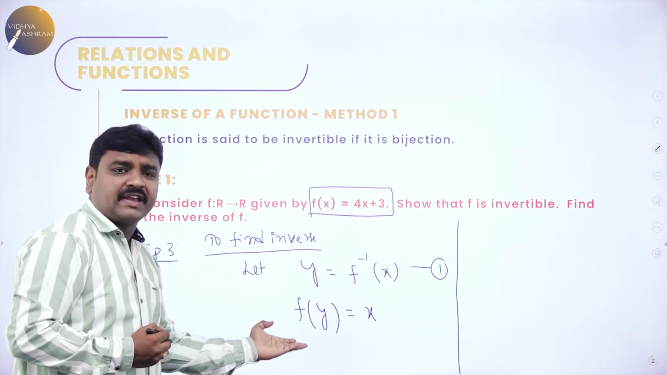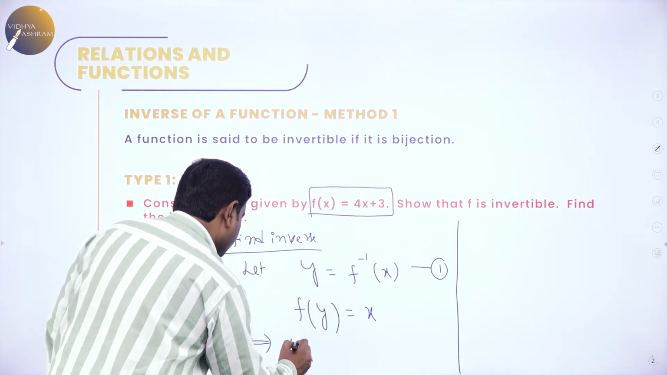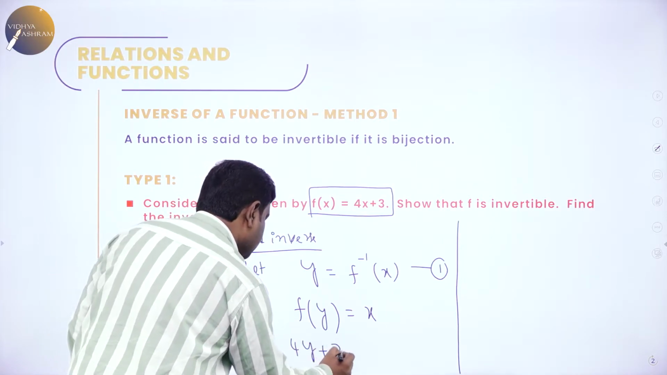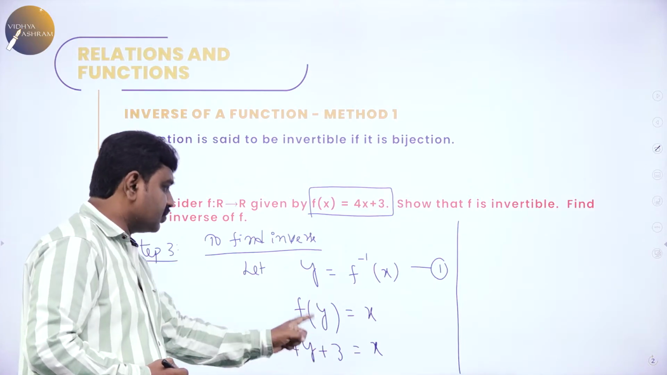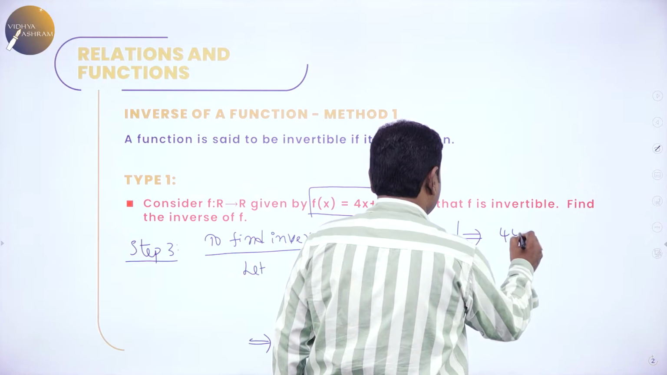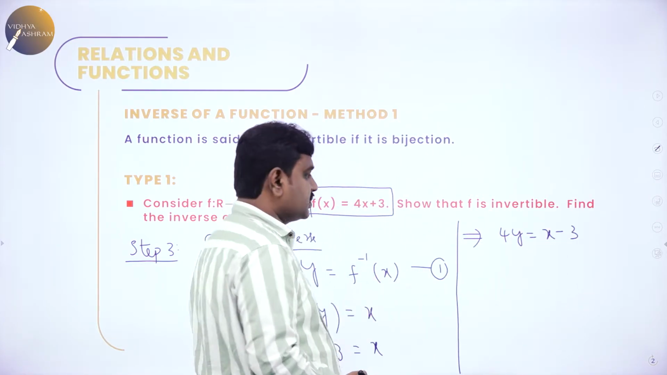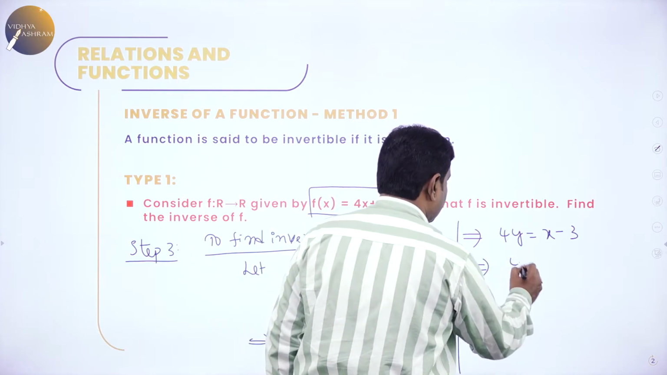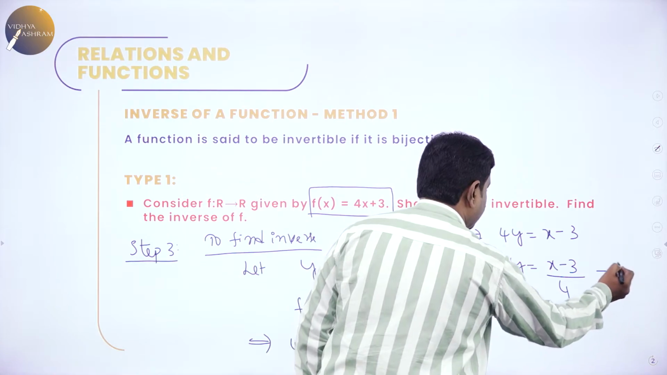Similarly, what is f of y? 4y plus 3. That implies 4y plus 3 is equal to x. From this you get the value of y. So that implies 4y is equal to x minus 3. So 3 you transfer to RHS. That implies y is x minus 3 divided by 4. Call it equation 2.